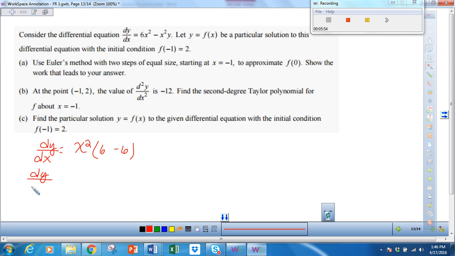We get dy over 6 minus y is equal to x squared dx. And then we integrate both sides. So when we integrate this, we have to use substitution because of this negative. So this ends up being negative natural log of 6 minus y is equal to x cubed over 3 plus c.